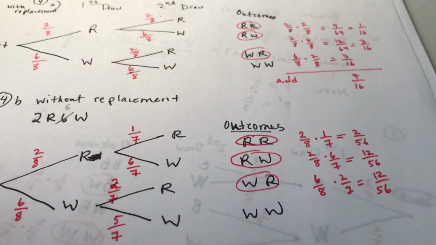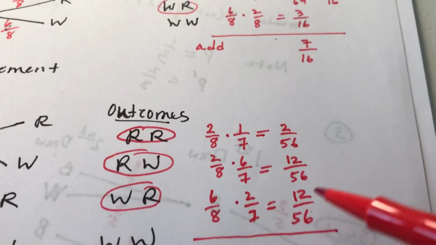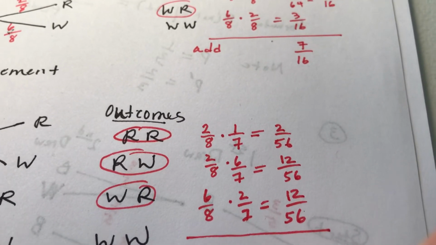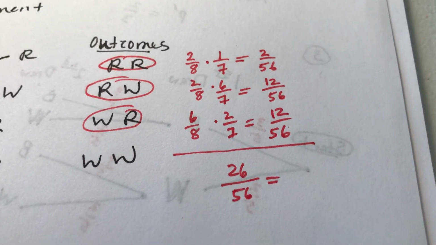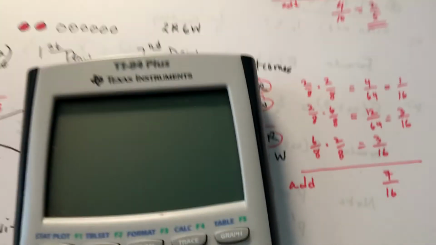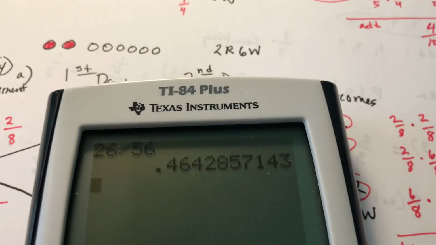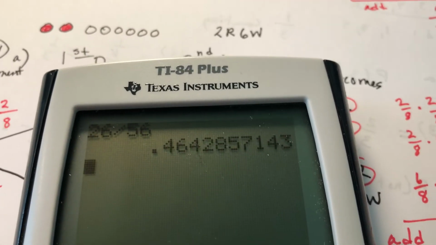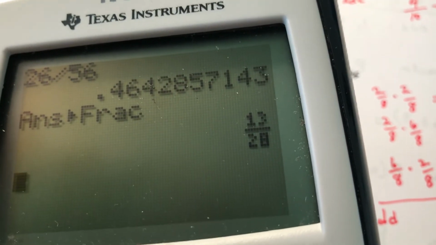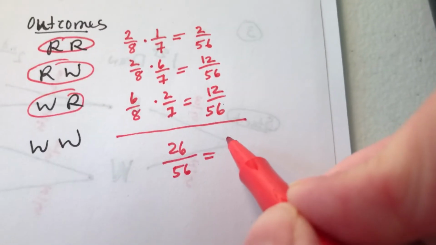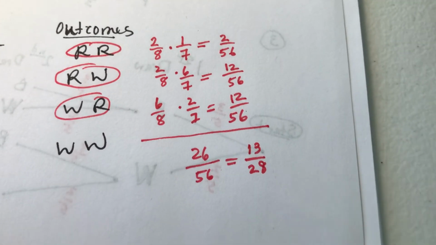So I've done all these branches. And then add them up. So that's going to be 12, 24, 26 out of 56. And again, it doesn't matter how you do your fractions, as long as we get the same answer. And I'm going to take 26 out of 56 on here. Sorry about the lighting. Can't seem to get a better. And then math, enter, enter, will give me 13 out of 28. There we go. I'll be back for number 5.